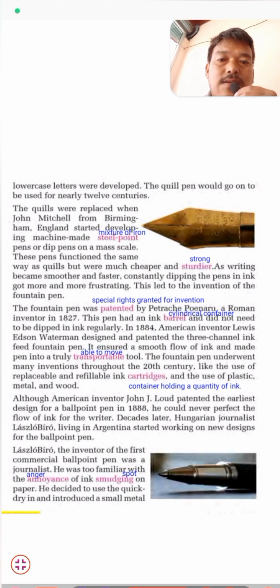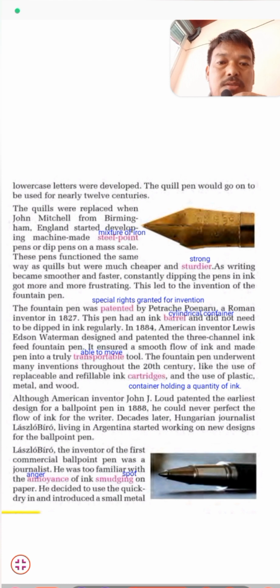And in 1884, the American Lewis Edson Waterman designed and patented a three-channel ink feed fountain pen. It was a bit more advanced than the earlier one, and it was also a fountain pen invented by an American.